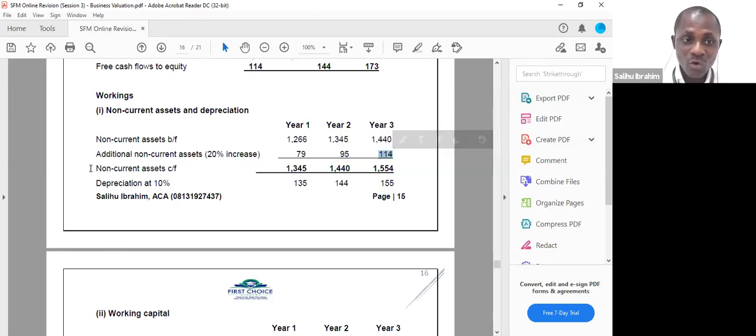So these are the closing balances of non-current asset gross before deducting depreciation. And the question says that depreciation is charged at 10%. So charge 10% on the closing balance of non-current asset. We have our depreciation.